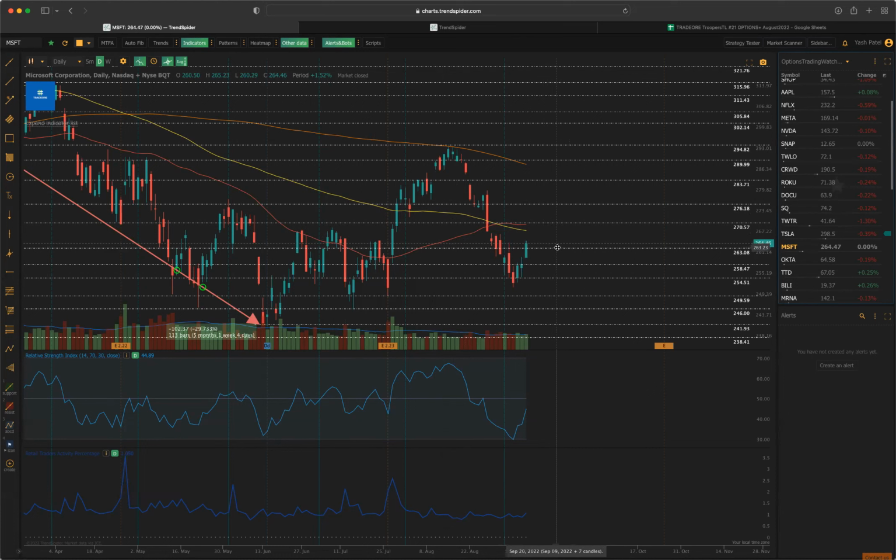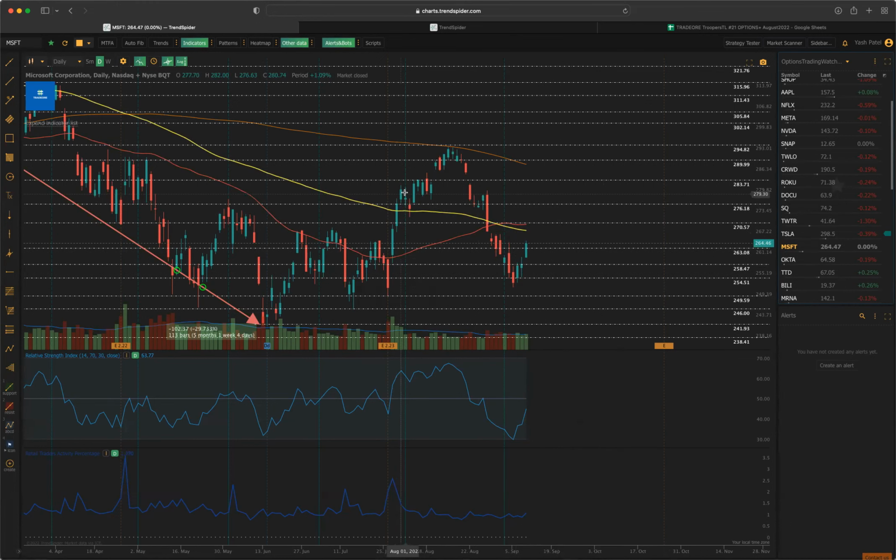On the downside, what I'm watching is 263 and then 260. Those are the main levels I'm watching on the downside. If it breaks below 260, I would be interested in getting into puts, because below that, the only somewhat support area or level is 258, and then it can go straight to 254. So those are the levels I'm watching for Microsoft.